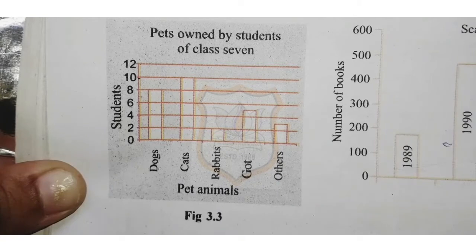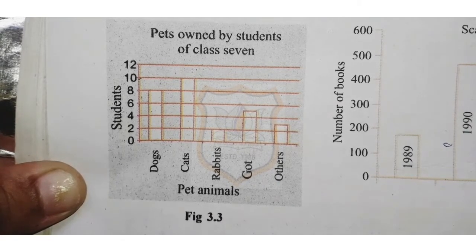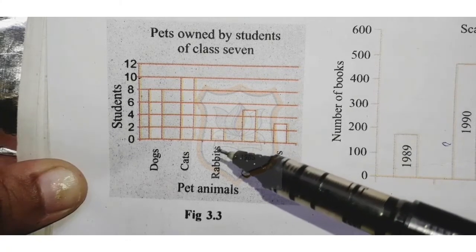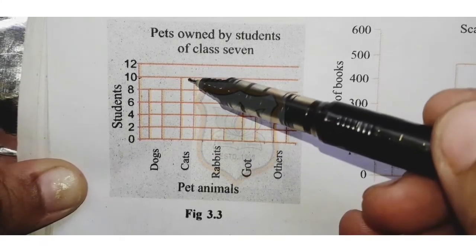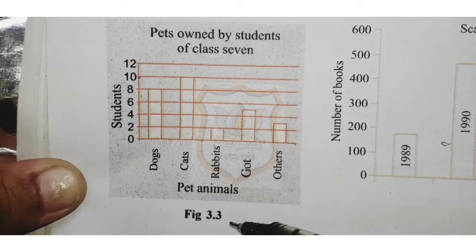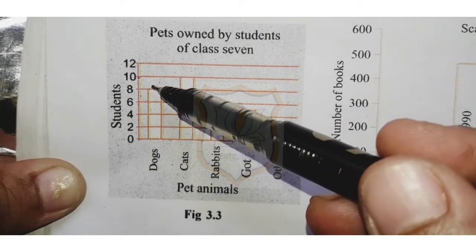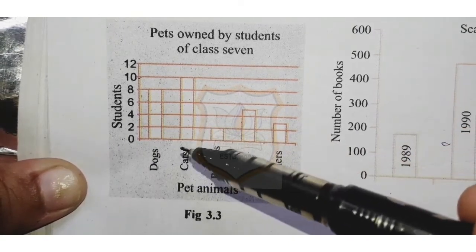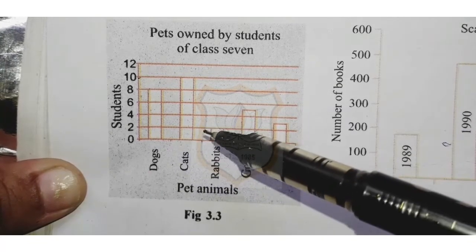So students, look at figure 3.3 very carefully and answer A part of question number 1, which is the most popular pet. By looking at the figure, I can tell you that cats are the most popular pets because they are liked by 10 students. Now B part is how many students have dogs as a pet. By looking at figure 3.3, we can say that 8 students have dogs as a pet.